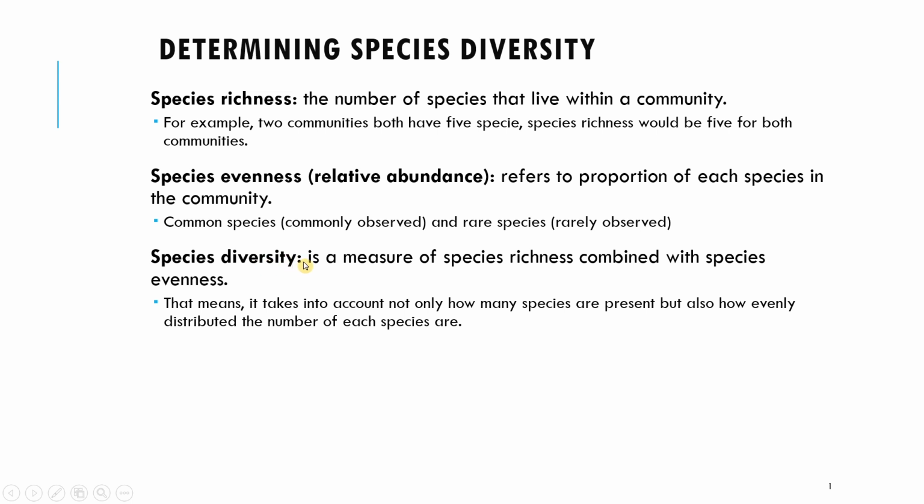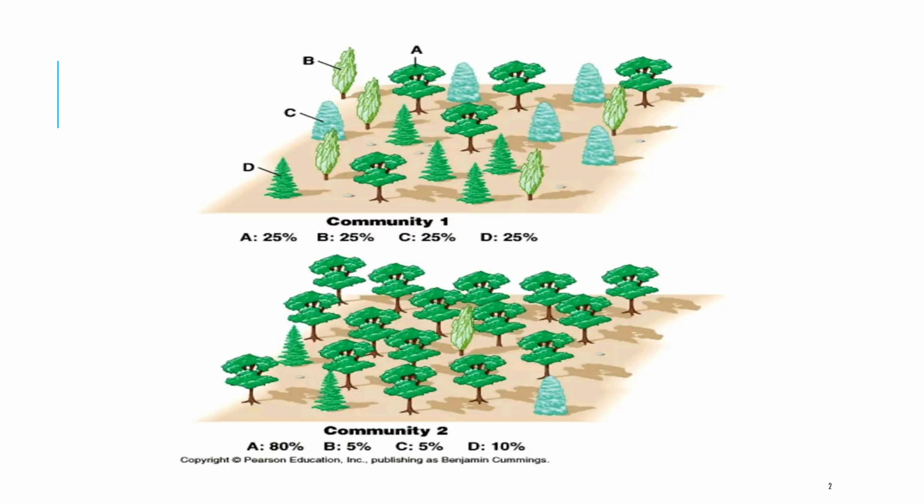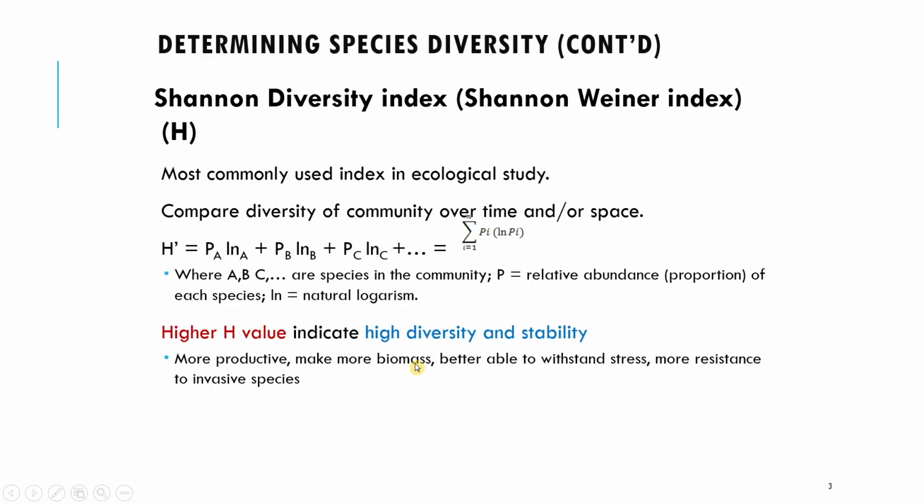Species diversity considers both species richness and species evenness. So it takes into account not only how many species are available in a given community, but also how evenly they are distributed in the community. For example, if we consider community 1 and community 2, both have 4 species, but by just observation, community 1 is more diverse than community 2.